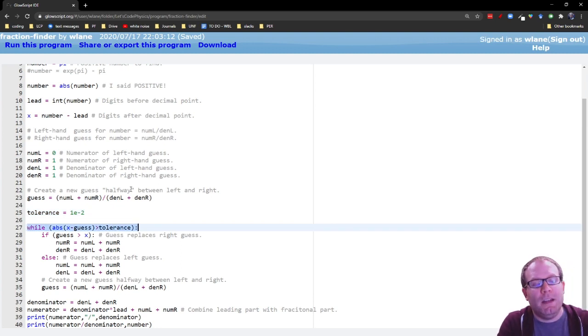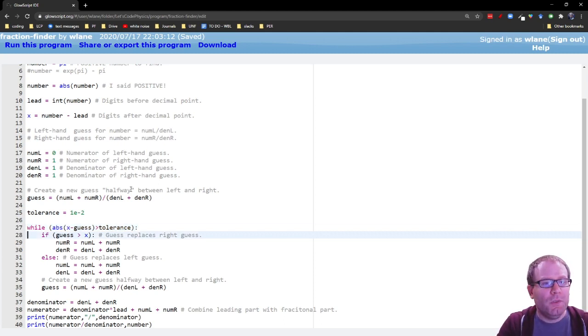Okay, so we're going to now set up a loop. This is called a while loop. The while loop is going to run as long as the thing in parentheses is true. So as long as x and the guess, the correct answer and our guessed answer, is greater than tolerance, as long as we are more than tolerance off, we got to keep repeating. We got to keep doing this.